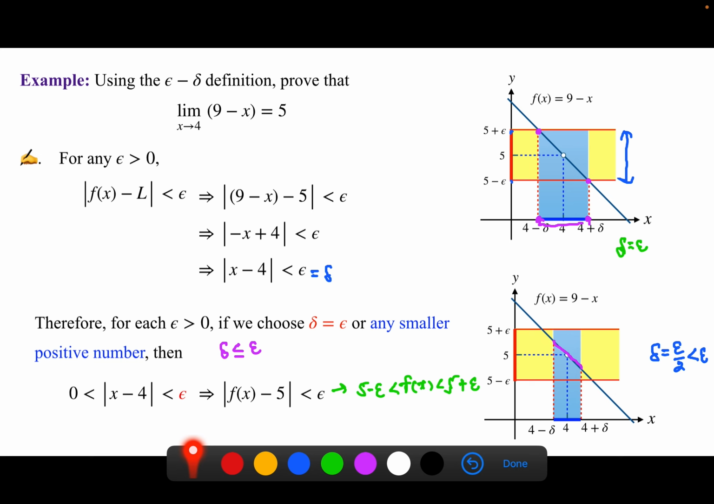So in this video I explained how to prove the limit of a function. Please note that proving the limit definition means finding the corresponding delta for each epsilon, because delta depends on epsilon. In the next video, I will explain how to find delta for some given epsilon.